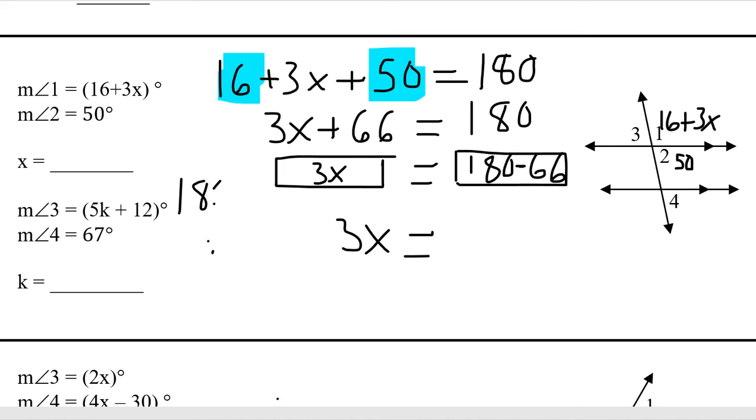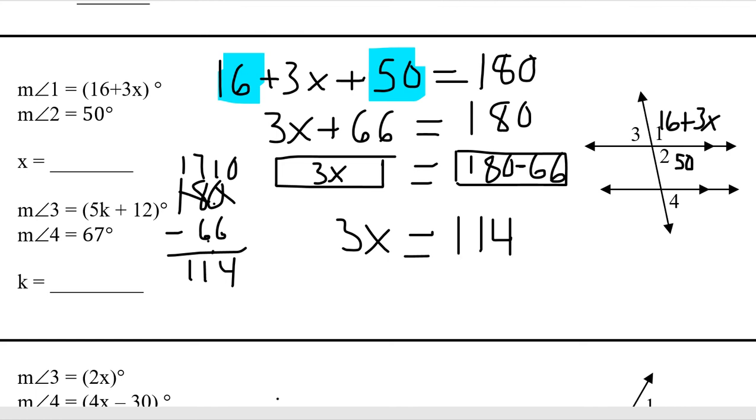I don't know that off the top of my head, so I'm going to go off to the side and do 180 minus 66. That 0 becomes a 10. That 18 becomes a 17. 10 minus 6 is 4. 17 minus 6 is 11. So this is saying 3x is equal to 114.